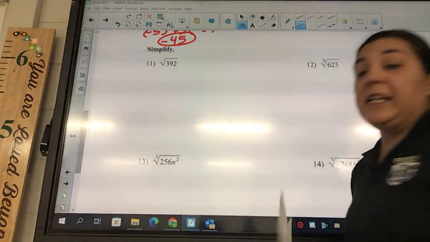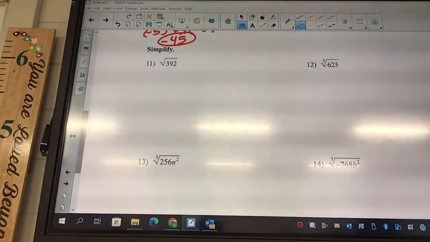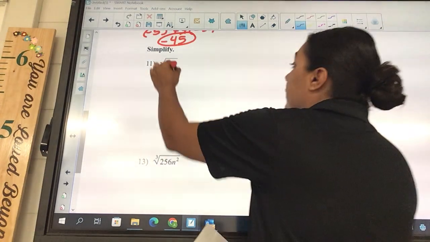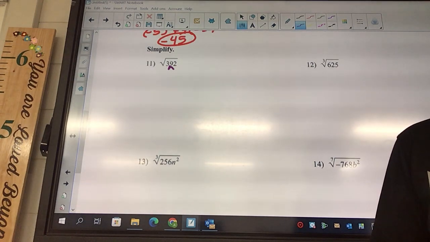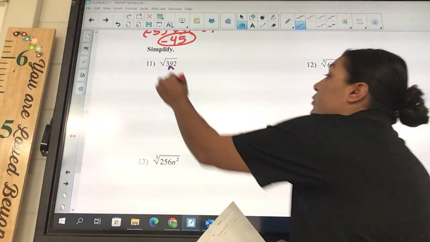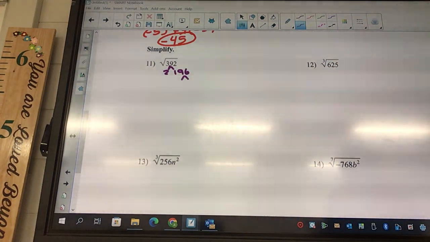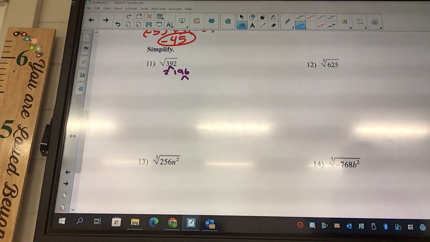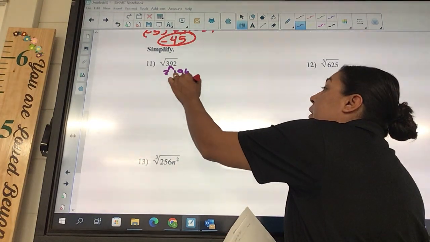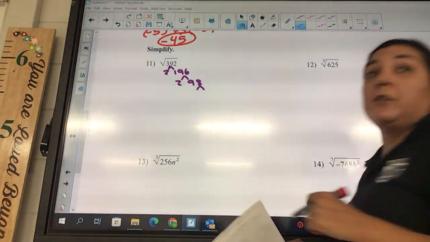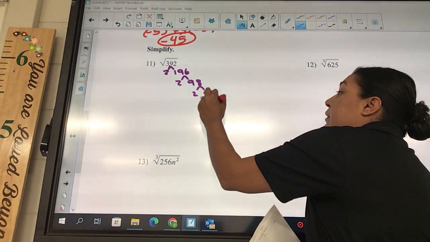Okay, number 11, we're going to start finding factors of 392. So you're going to type it on your calculator, 392 divided by 2. So 2 and 196. Then you're going to divide that by 2. 98, so 2 and 98. Divide that by 2: 2 and 49. And then that's going to give you 7 and 7.